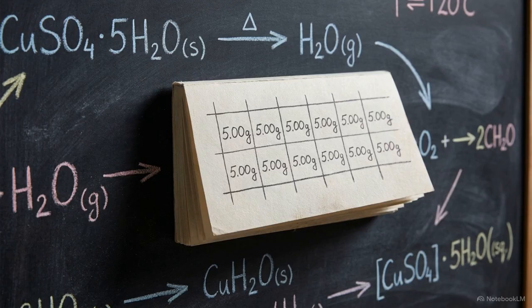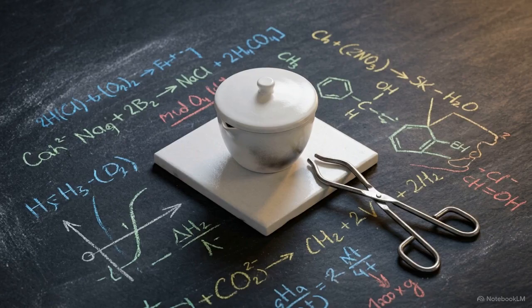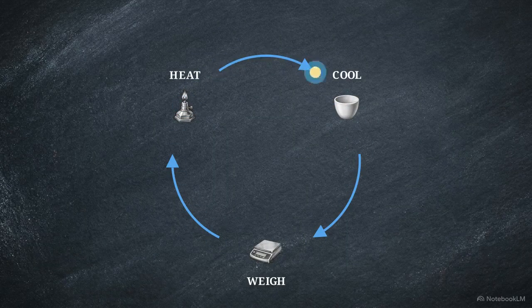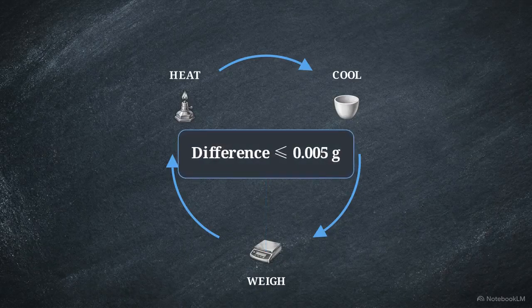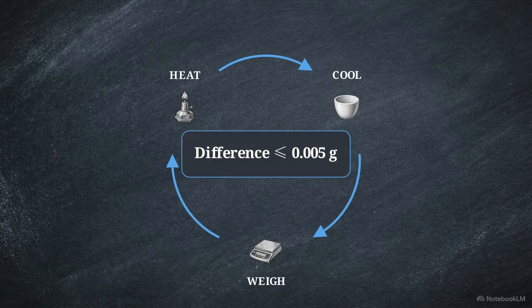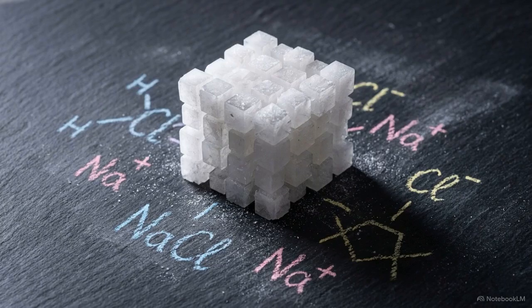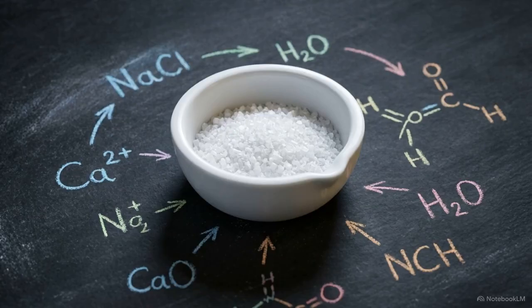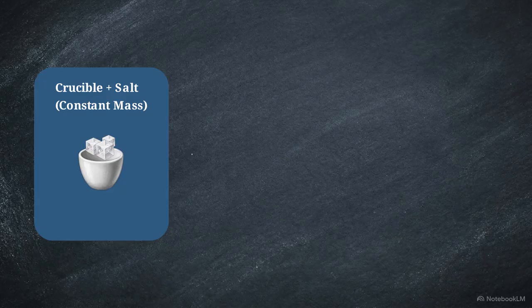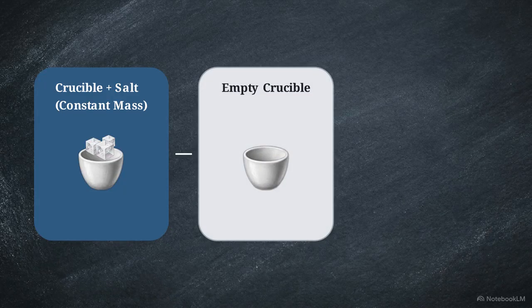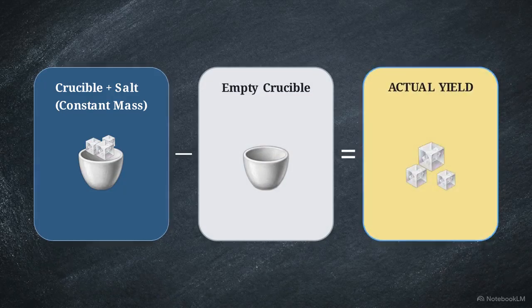Next, we establish what is called a constant mass. Remove the crucible from the heat, let it cool completely on the tile, and weigh it. Repeat this entire heating, cooling, and weighing cycle until 2 consecutive measurements agree within 5 milligrams. Reaching a constant mass is the physical proof that every last molecule of volatile liquid has been expelled from the crucible, leaving strictly pure, dry sodium chloride behind. To find your final actual yield, subtract the original empty weight of your crucible from that newly established constant mass.